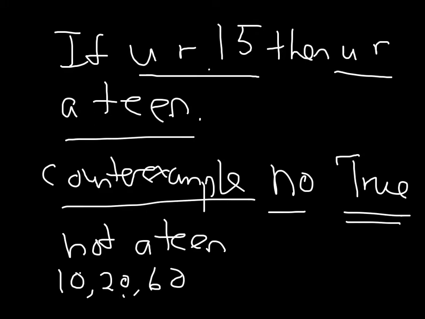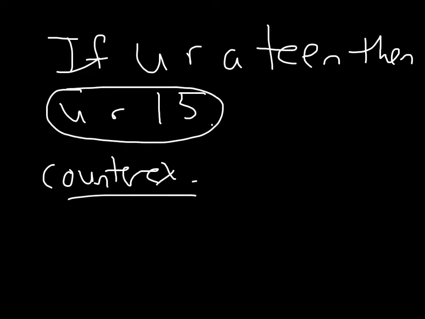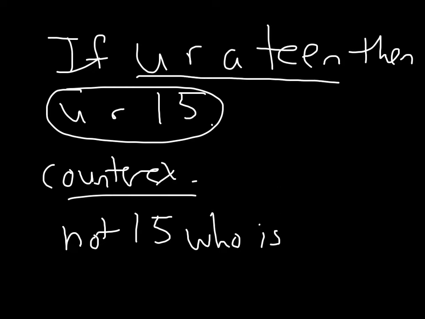So let's now form the converse of that sentence, which would be teen. If you are a teen, then you are 15 years old. Right? Once again, we're going to try to find a counterexample. So how I start is, I look at the conclusion, and I take the opposite. So I want someone, the opposite of 15 is not 15. I want someone who's not 15, where the first part is true, who is, so the hypothesis, who is a teen.